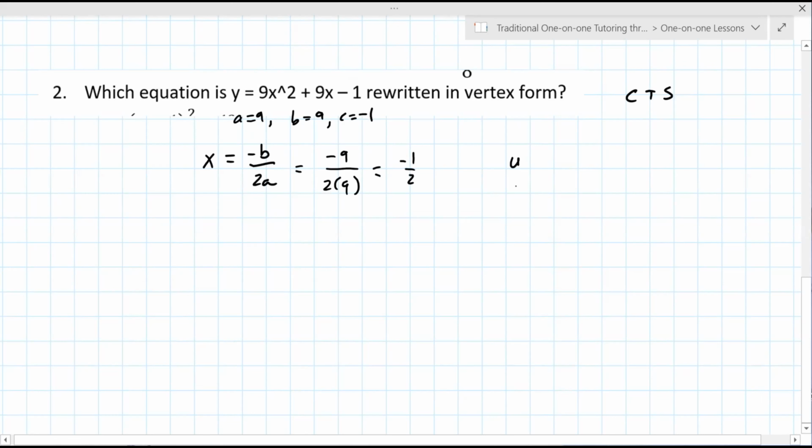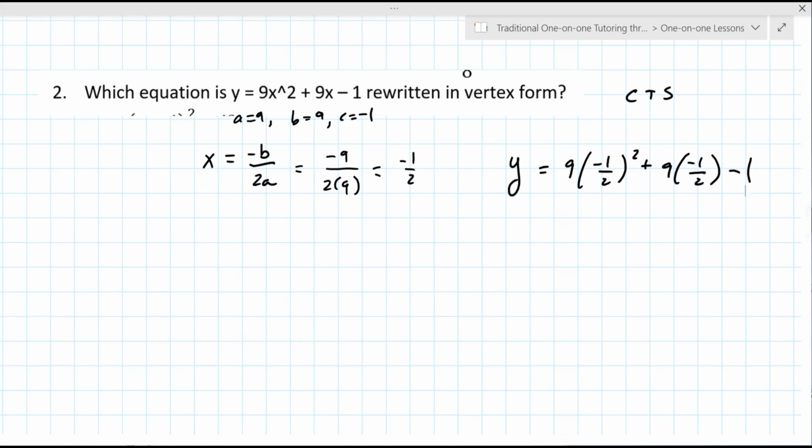Okay. And then the y value, you get the y value by putting this negative 1/2 back in to the original equation. Now, that's not great, but we do need it. Are you allowed to use a calculator on exams? Yeah. Okay. So I know you can do this. I'm going to grab mine and get the value here. So you do want a fraction. All right, so I get minus 13 over 4.